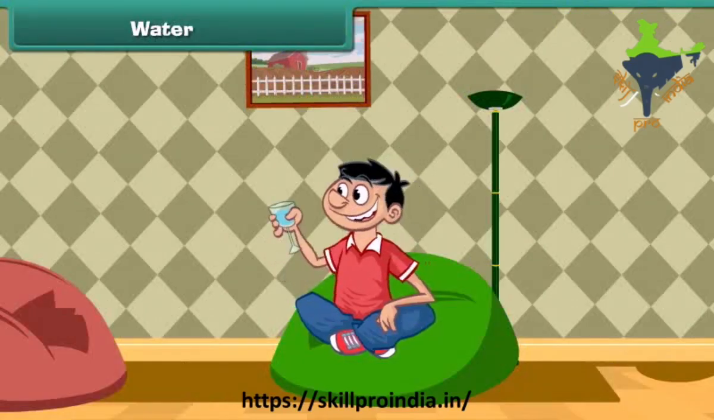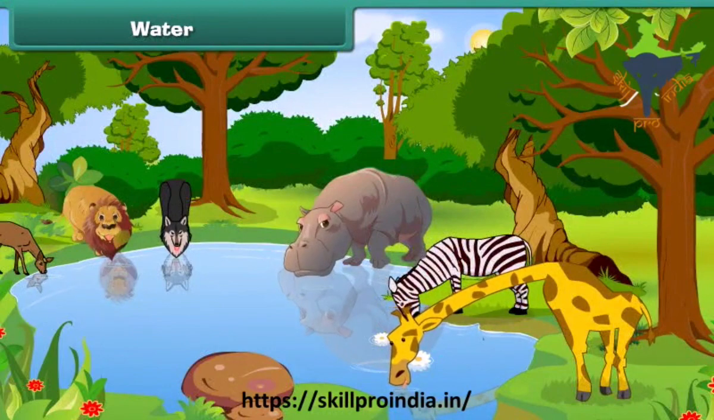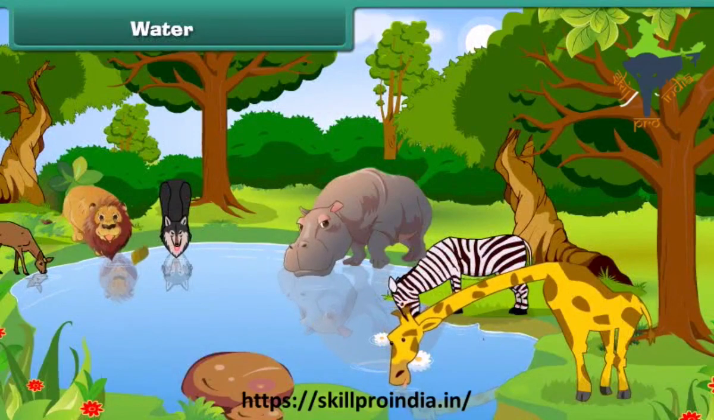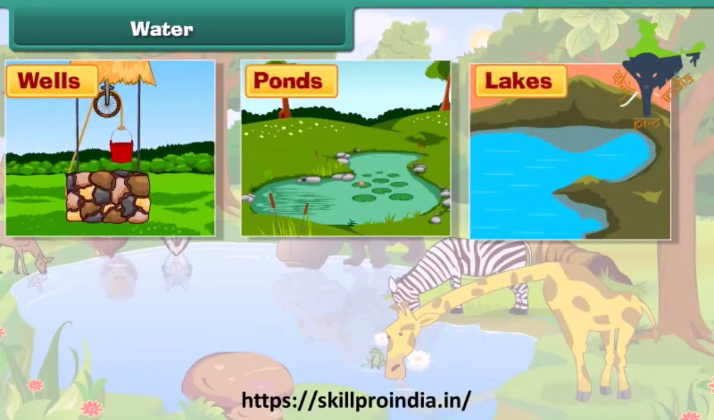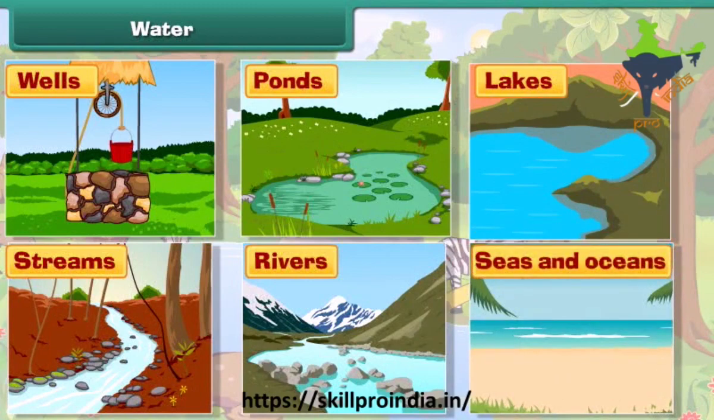Now let's know about the water. We all drink water when we are thirsty. All the plants and trees need water to survive. Like plants, animals also need water to live. The common sources of water are wells, ponds, lakes, streams, rivers, seas, and oceans.